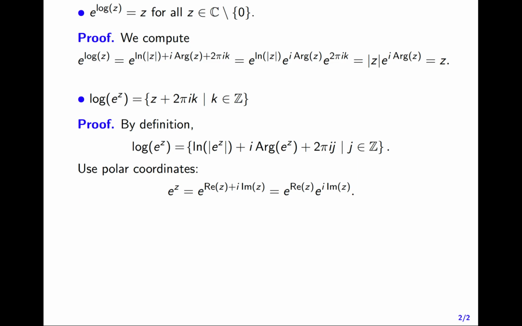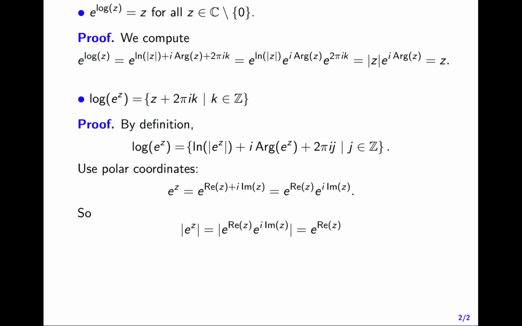Now this looks vaguely like polar coordinates, because e to the real part of z is a positive number, and then I have e to something purely imaginary. Let's calculate further. Modulus of e to the z is modulus of the product e to the real part of z times e to the i times the imaginary part of z. e to the i times the imaginary part of z has modulus 1. So modulus of e to the z is e to the real part of z.